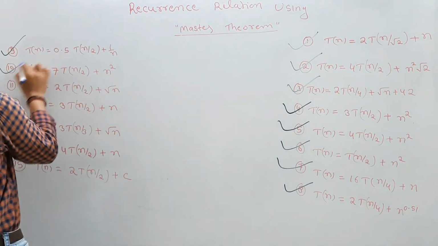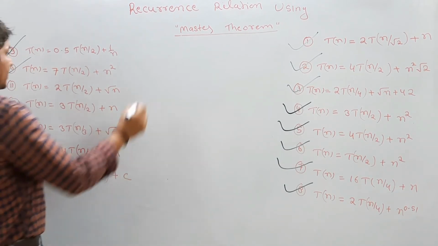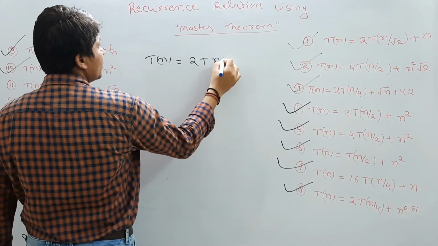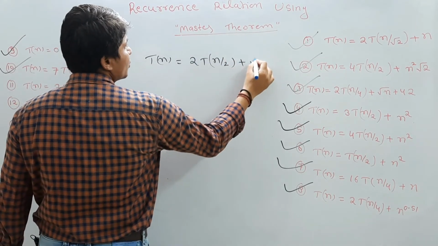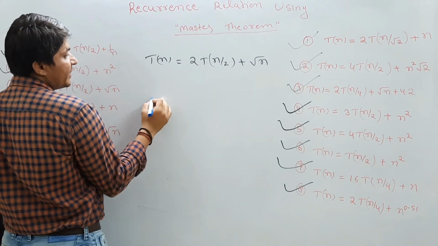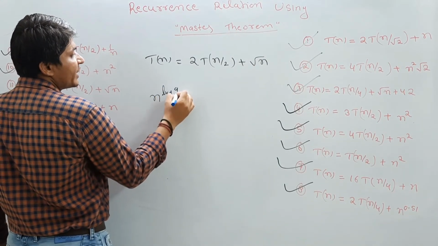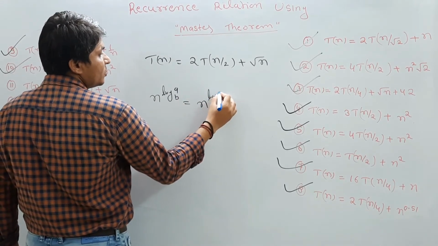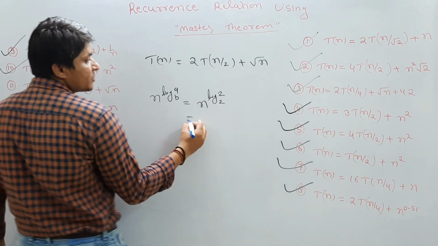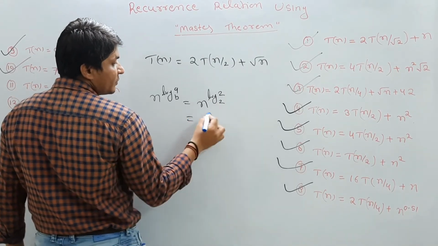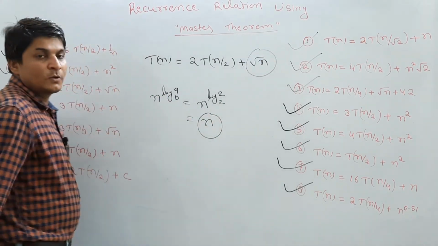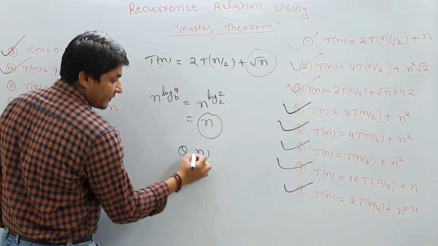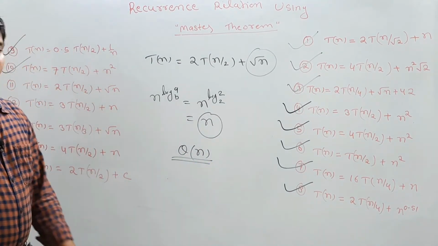So let us solve the next example. This is also done. Now let me take another example. T of n equal to 2T of n by 2 plus root n. Now, if you simplify n raised to power log a base b, it is nothing but n raised to power log 2 base 2. So it is going to be ultimately n, and if you compare this and this, which one is greater? Obviously n is greater. So time complexity of this recurrence relation is order of n. So this is the time complexity. Correct.